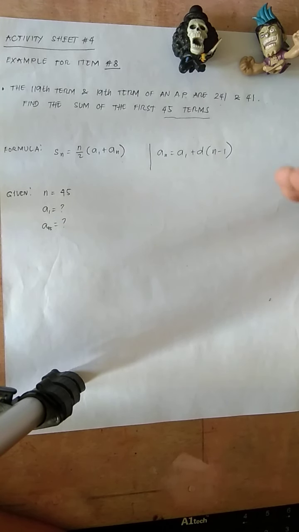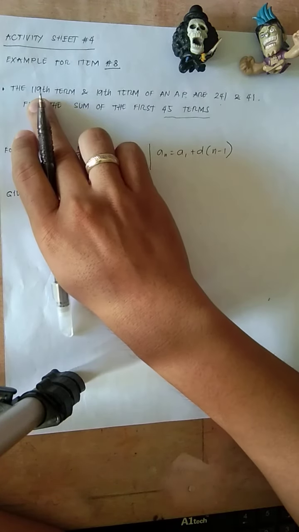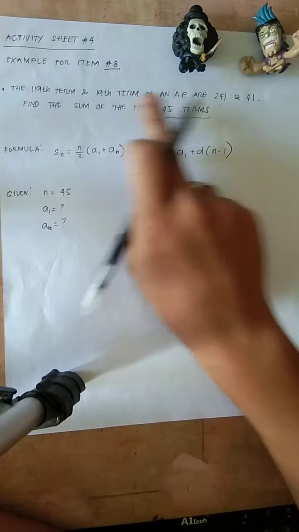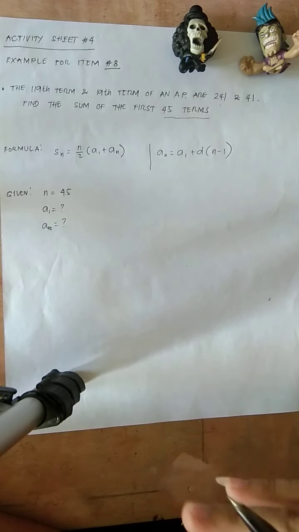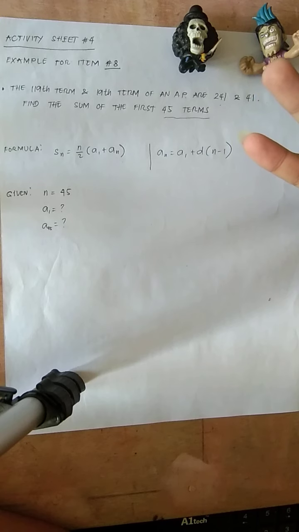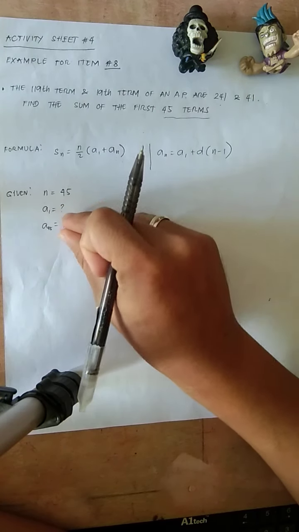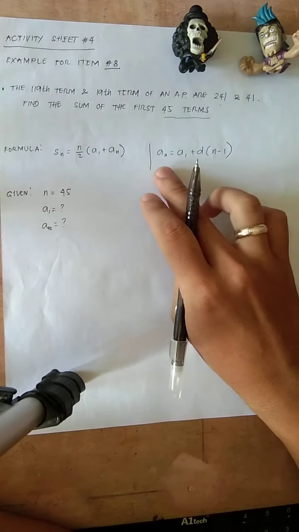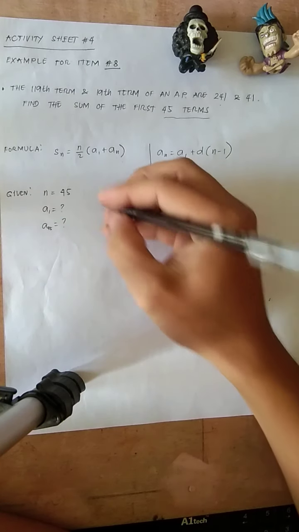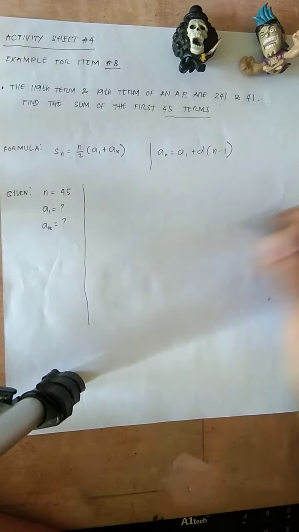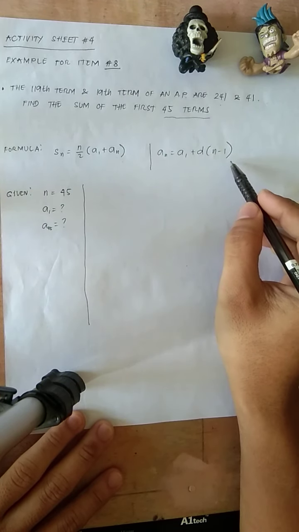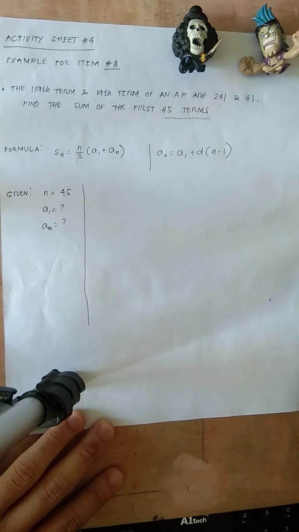So we have a lot of unknowns in this problem. But it is also given that the 119th term is 241 and the 19th term is 41. That means we can make use of those given in order to solve for the a sub 1 and then a sub 45. And what formula are we going to use? We can make use of this formula. So let's start finding the values of a sub 1 and then a sub 45 using this formula.